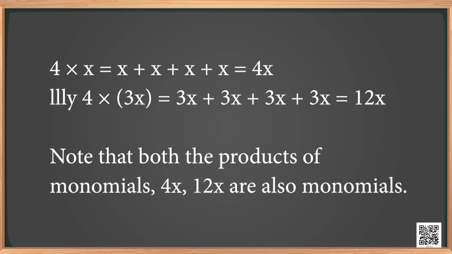Let us look at this example. 4 into x is equal to x plus x plus x plus x, which is equal to 4x. Similarly, 4 into 3x is equal to 3x plus 3x plus 3x plus 3x, which is equal to 12x. Note that both the products of monomials, 4x and 12x, are also monomials. Let us see one more example.